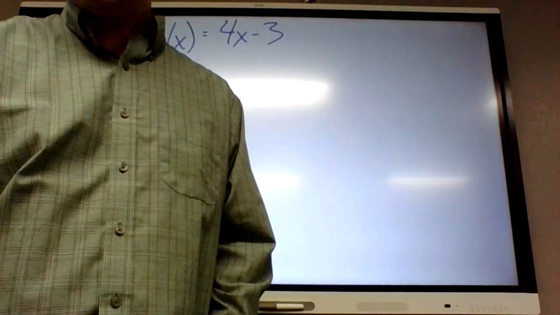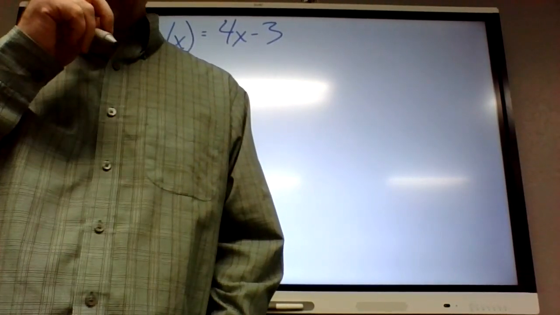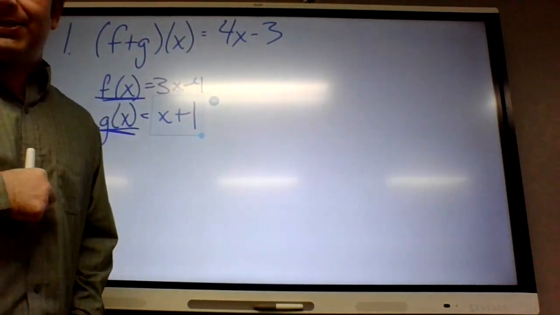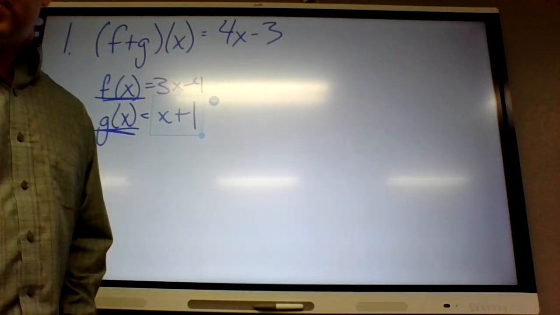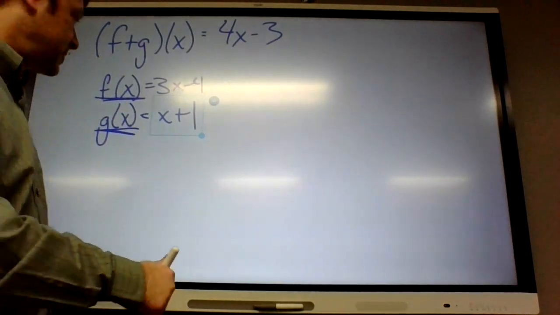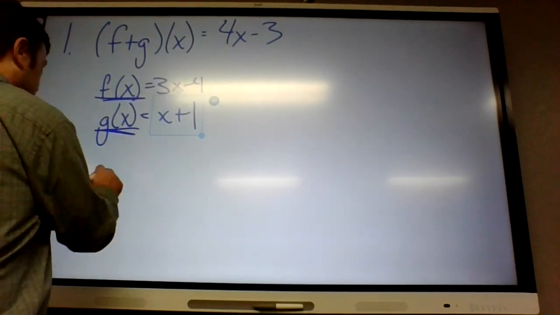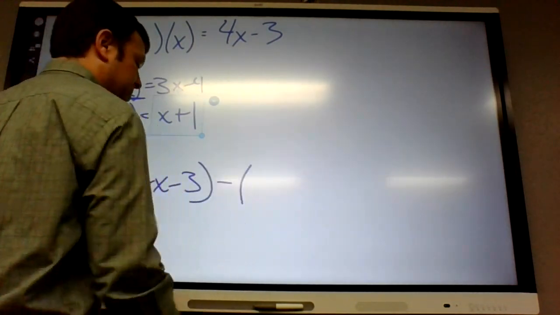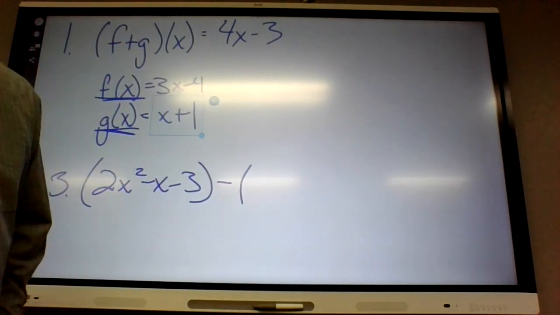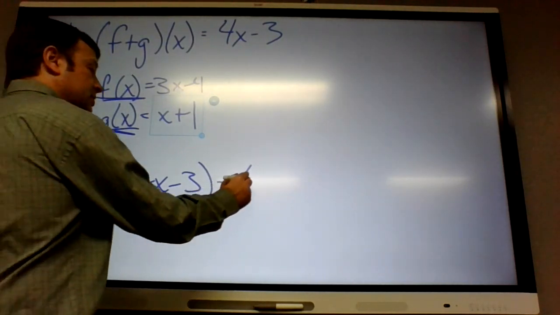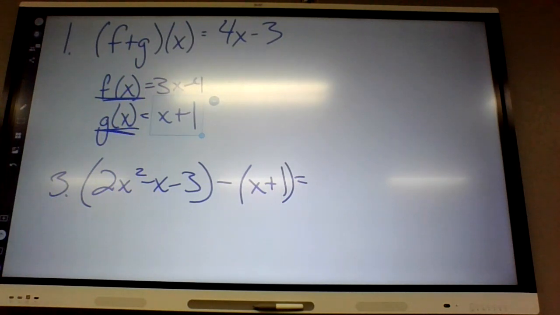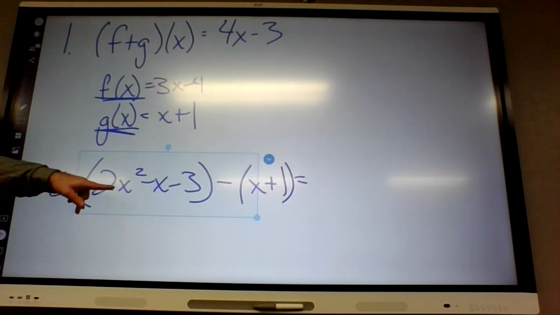There is one trick that we need to talk about, but that's kind of it. So number 3 is h minus g of x. So h of x is 2x squared minus x minus 3. Minus g of x is x plus 1. So here's one way you could write it. That's h of x, all that stuff, and g of x is the other one.